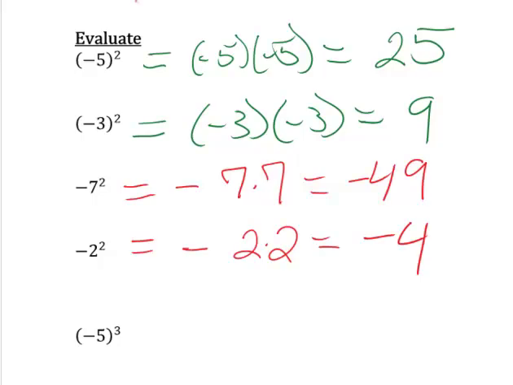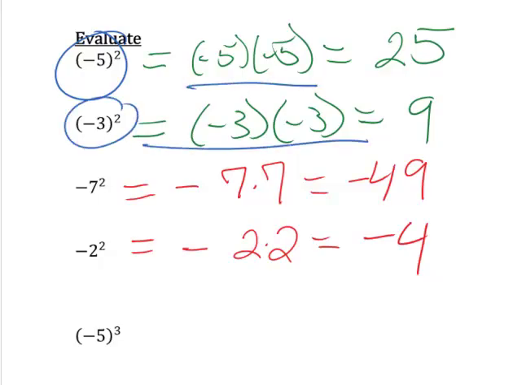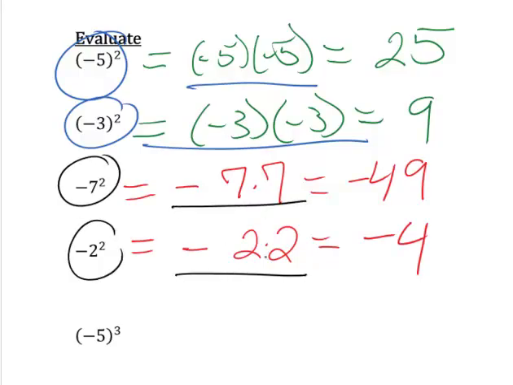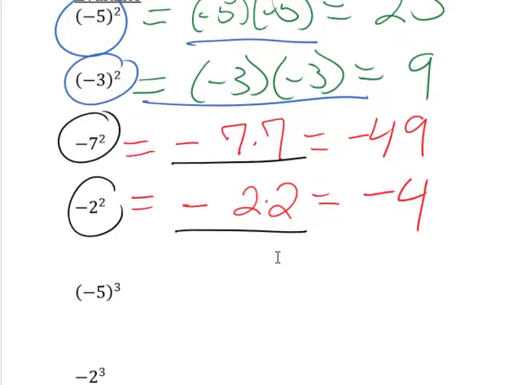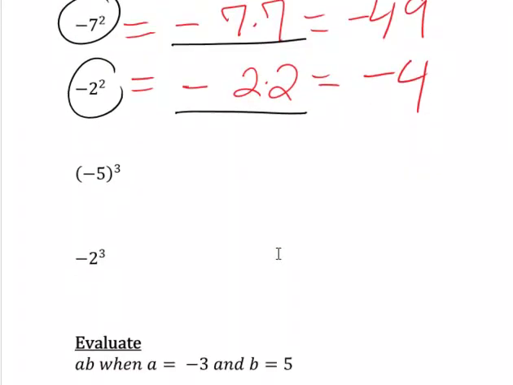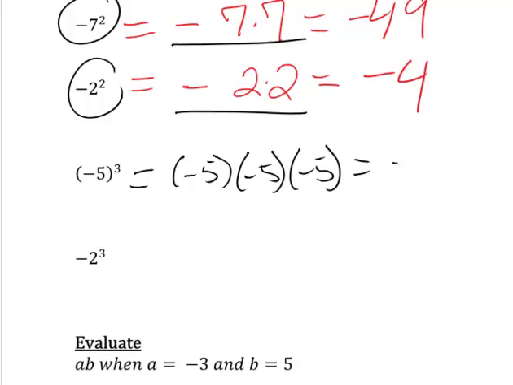So if you notice, if my numbers are inside parentheses, then I write them with parentheses. If my numbers do not have parentheses, then I don't write them with parentheses. So let's try the next couple that we have here. Okay, so negative 5 to the third power. Again, I'm going to write down my number, negative 5, negative 5, negative 5. That gives me a negative 125.